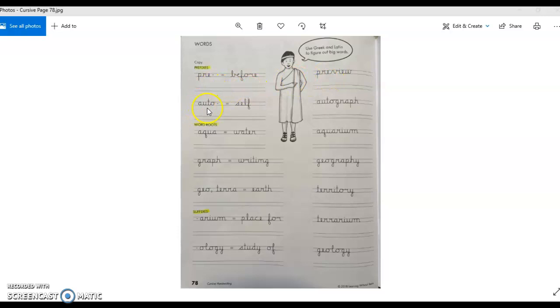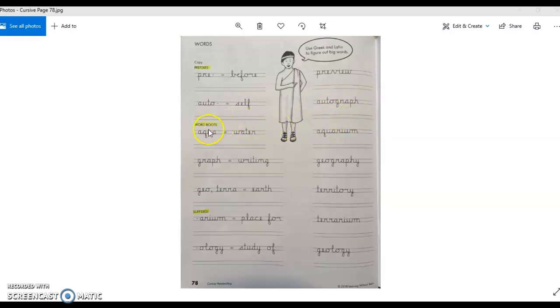Here we've got the prefix auto equals self. So underneath, you're going to copy auto equals self, practicing the cursive. And then up here, you've got autograph. I wonder what graph means. Well, let's look down in the root words here. We've got graph equals writing. So autograph is self writing. That's where you sign your name, right? You write your name when you write your autograph. So you're going to copy the word autograph here.